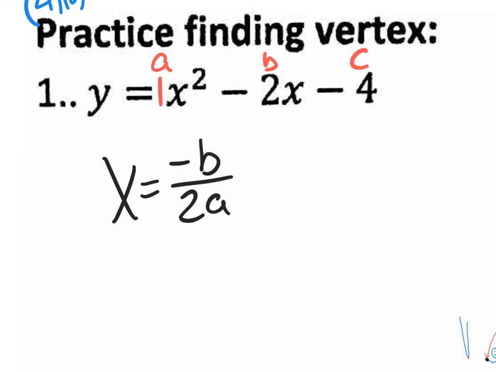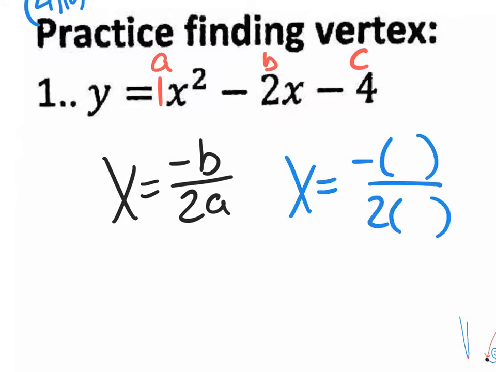Here is the vertex formula that we have to have memorized. How do we use this guy? We use it like this, with parentheses. Okay? And now let's plug in our B value. What's our B value? Negative 2. So let's plug in a negative 2 right there. And what's our A value? What's our A value up there? 1. So here are our values plugged into our formula.